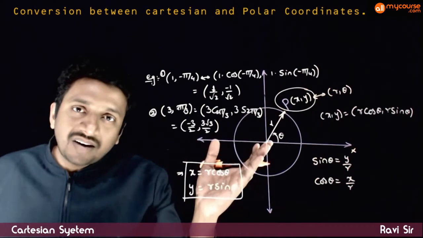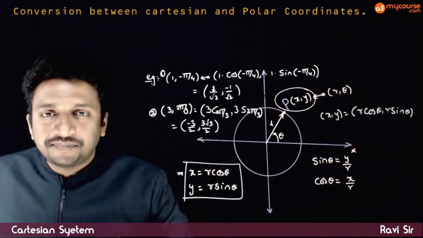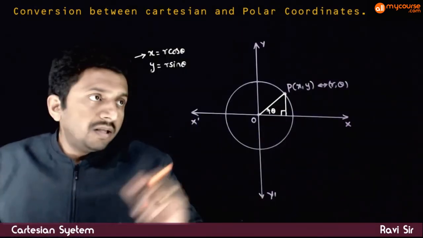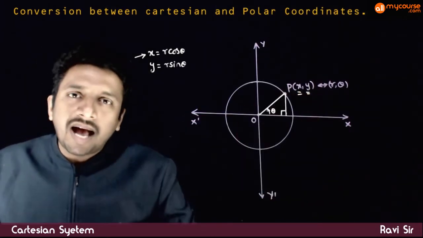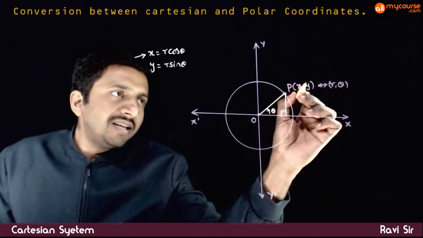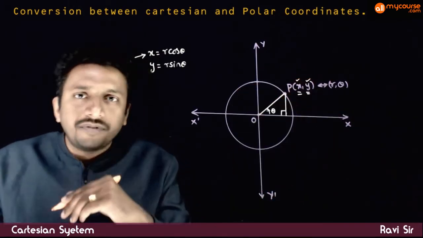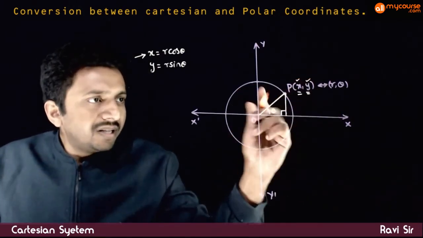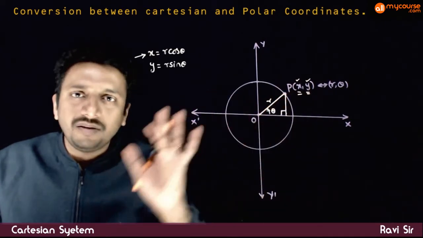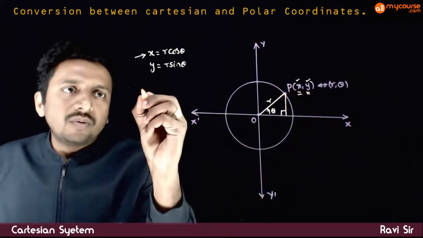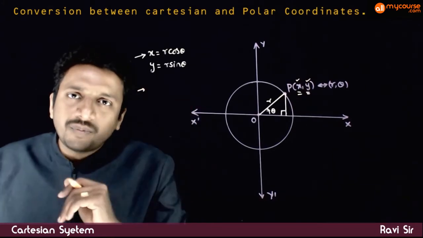Now let us try to see how to do the reverse question. If x and y are given, how do you get r comma theta? Let us say that the Cartesian coordinates of the point are given. Now, the meaning of r is nothing but the distance of this point P from the origin, right? So what is the distance of point P from the origin?